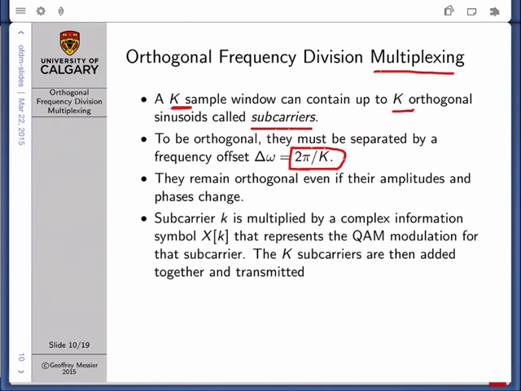And this QAM modulation we represent by multiplying the subcarrier by a complex term, capital X of K, which contains the amplitude and phase of the QAM modulation. And so OFDM doesn't transmit just one sinusoid, it transmits K orthogonal sinusoids at the same time added together. And that's where the multiplexing comes from. That's why we call it a multiplexing scheme and not just a modulation scheme.